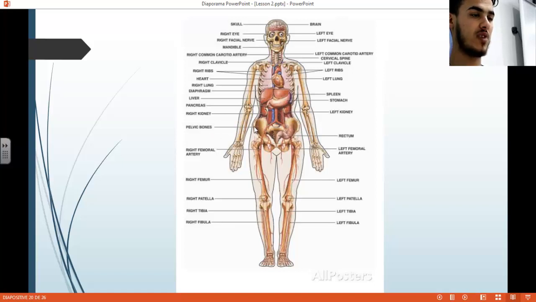We have also pelvic bones surrounding the two kidneys. We have here the rectum and we have left femoral arteries and the right femoral arteries. We have also two femurs, left one and the right one. We have two patellas also, left and right, and two tibiae. We have two fibulae also, the right one and the left one.